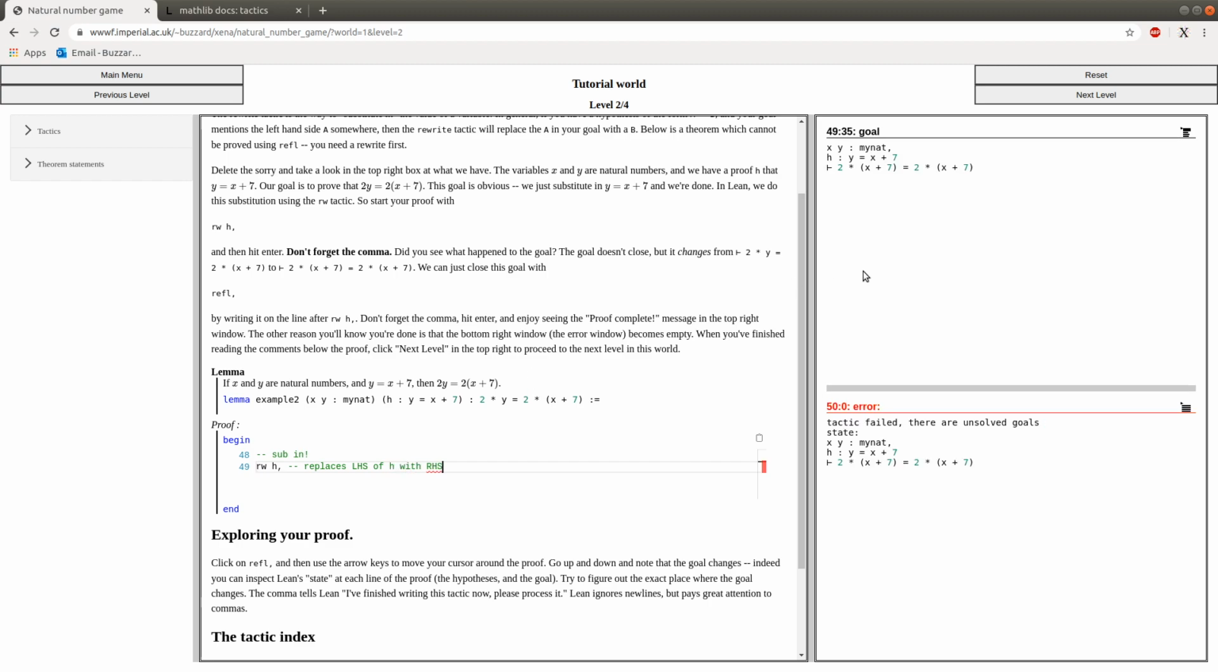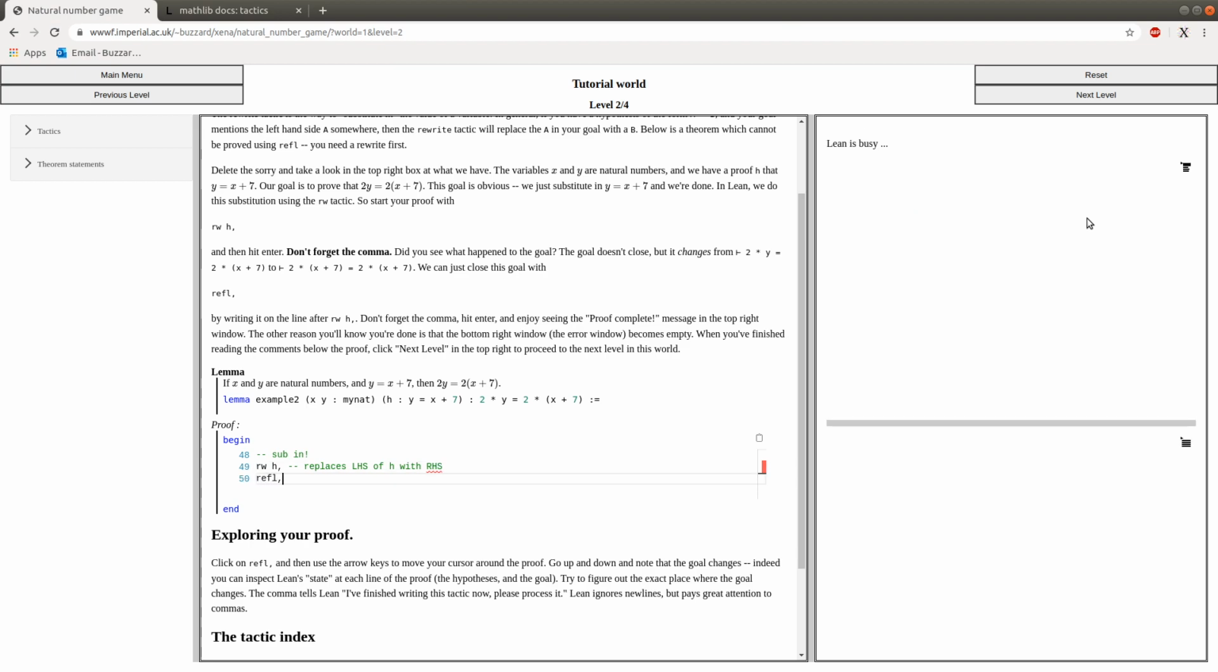So what's going on here is that we have a goal, right? Our goal at the beginning is to prove that 2 times y is 2 times x plus 7, and our hypothesis is that y is x plus 7. So when we rewrite h, it replaces this y with x plus 7, and you can see that the goal becomes 2 times x plus 7 equals 2 times x plus 7. So we can solve it by reflexivity.